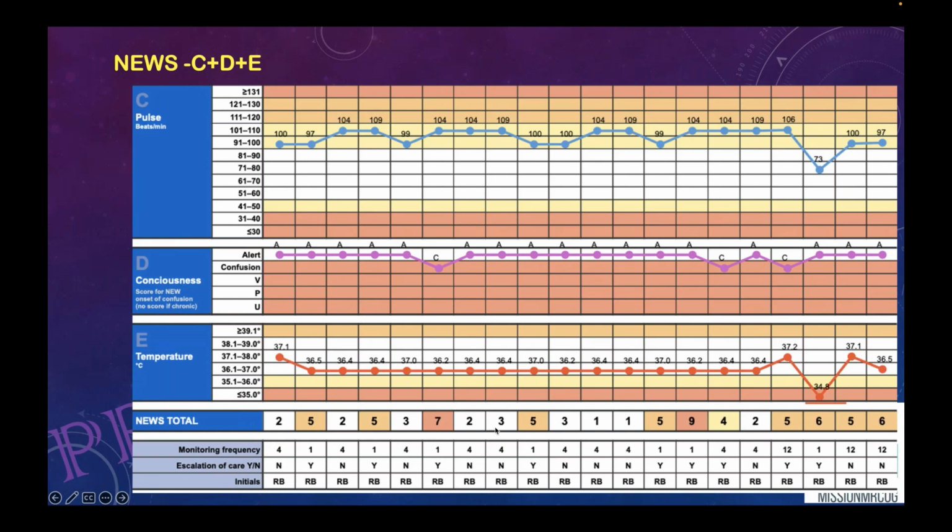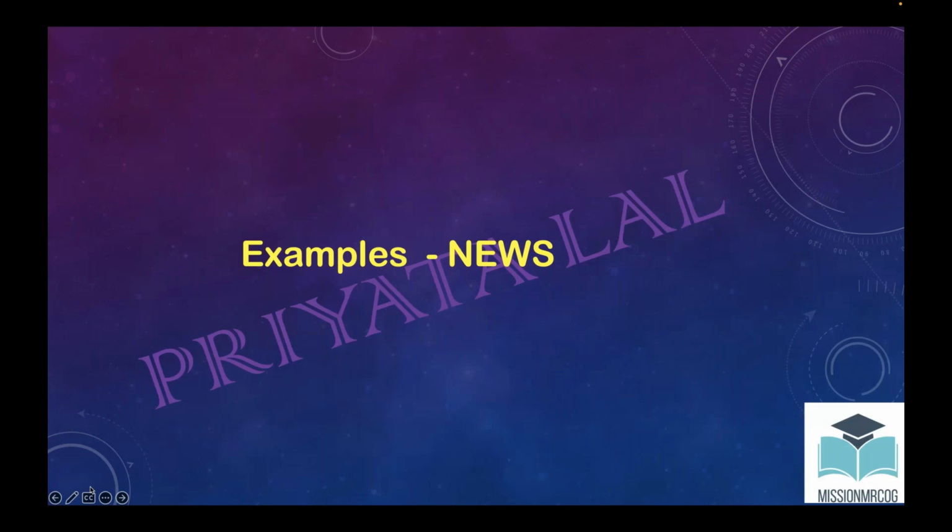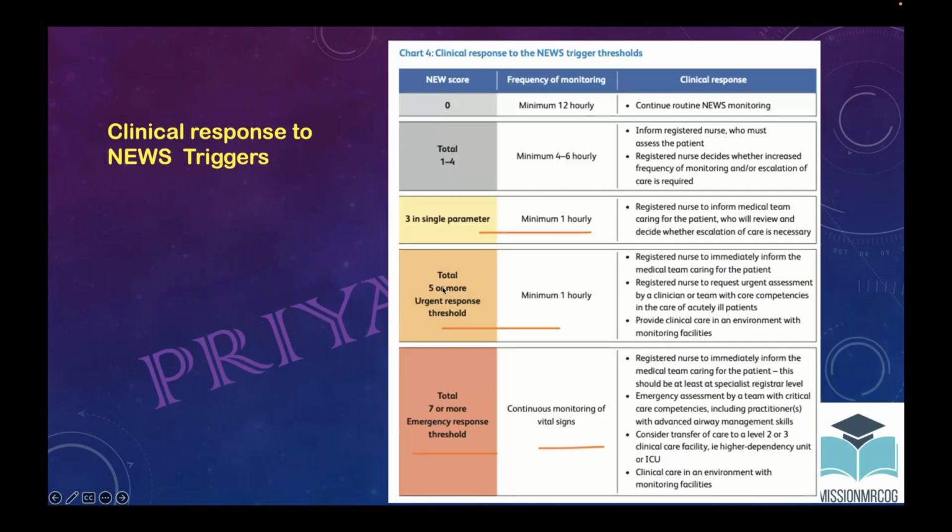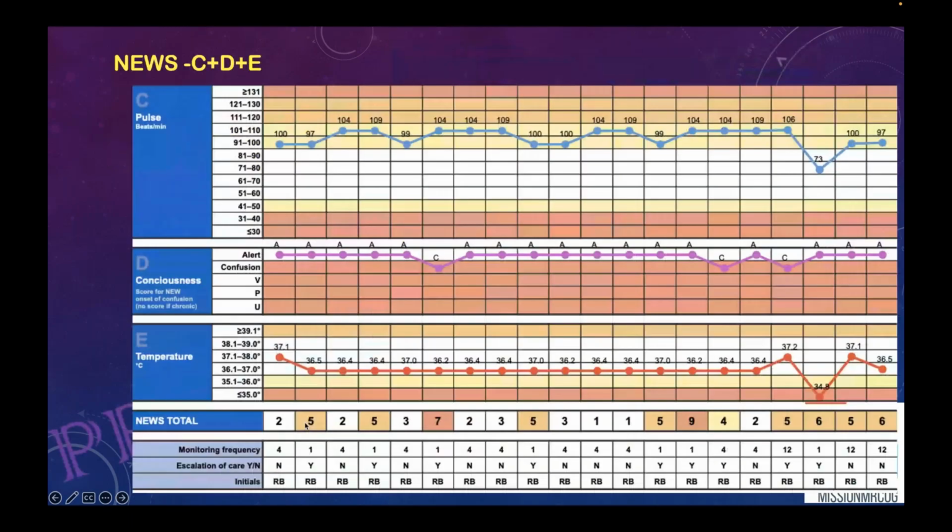This is 5, this is 5. So 5 we already know, what I told just now. With 5 what you have to do: 5 is urgent, 7 is emergency. So this is 5, urgent review. 7, emergency review. Urgent review, urgent review. This is emergency review because it is more than 7 now. 9 is there. So this way you will find the NEWS in the exam.